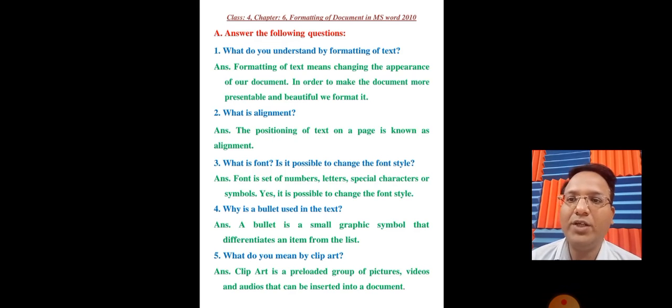Now next question, what is bullets used in the list? Answer is, a bullet is a small graphic symbol that differentiates an item from the list. Means in the list, you are seeing some numbers, Roman digits, letters, these are called bullets. Now fifth question, what do you mean by clip art? Clip art is a preloaded group of pictures, videos and audios that can be inserted into a document. By adding the clip art, you can make your document more attractive and presentable.